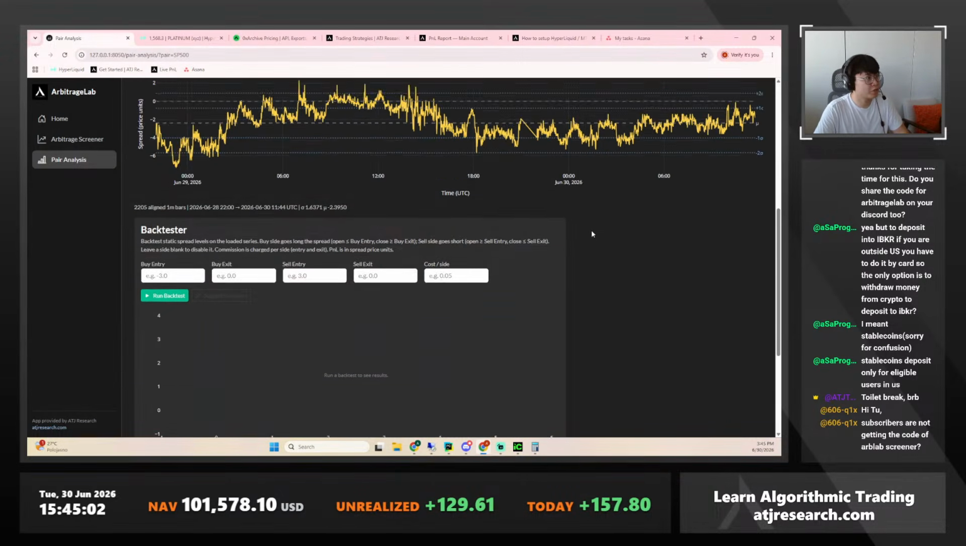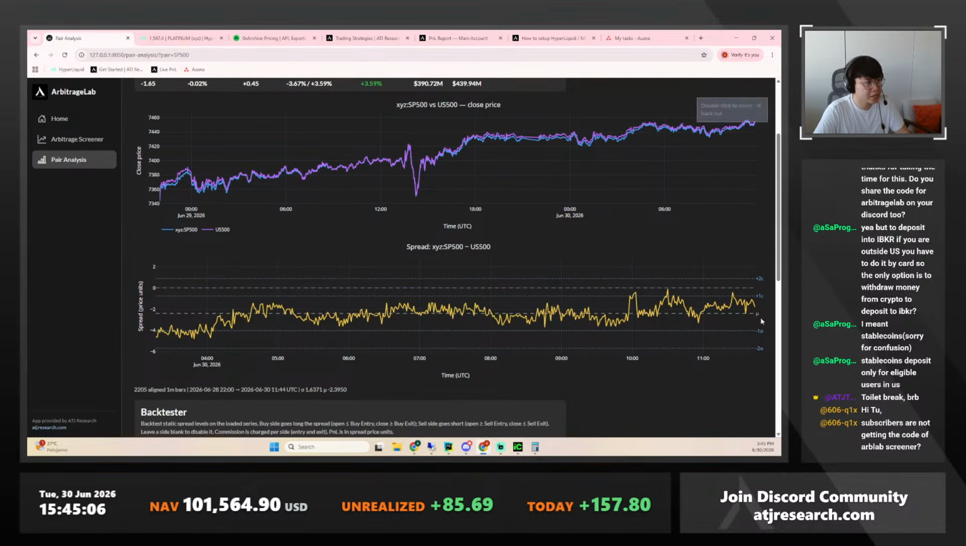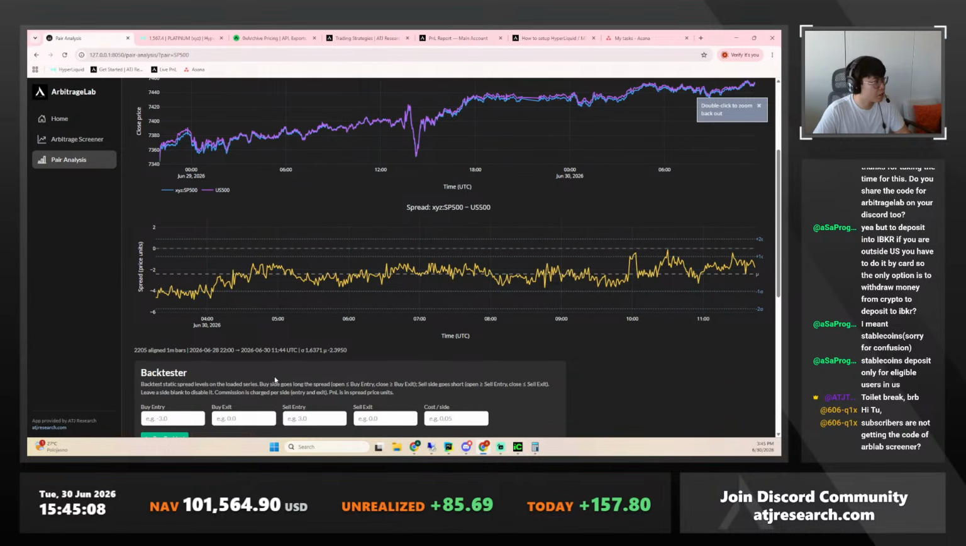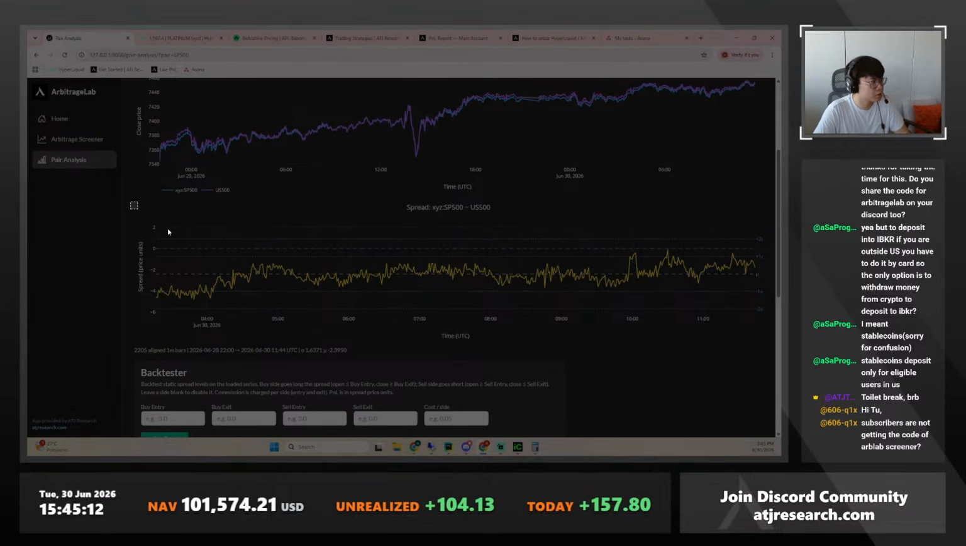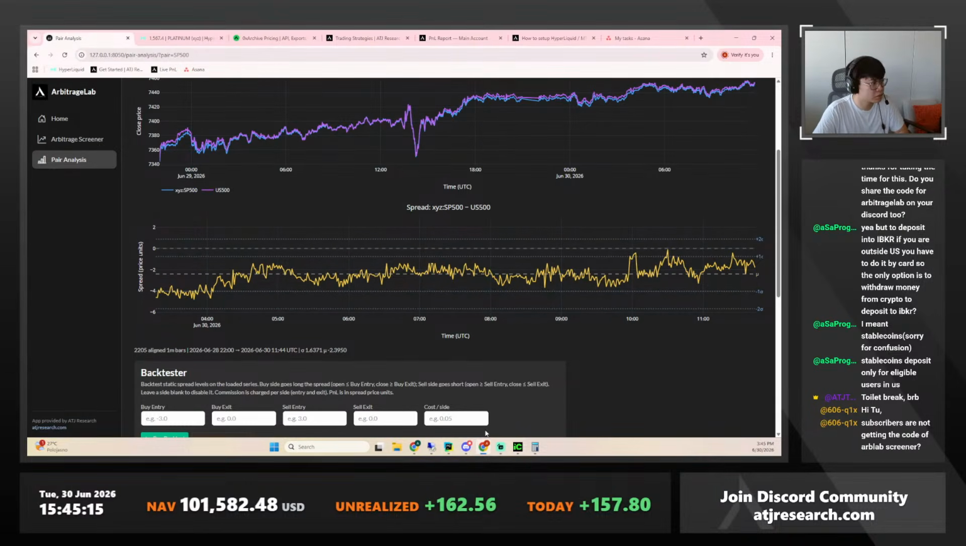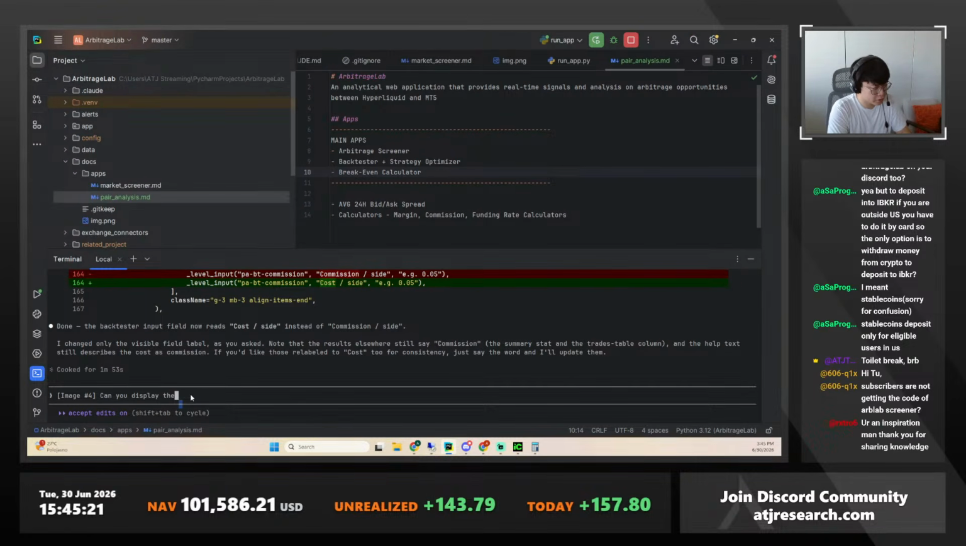Okay, so here we have cost per side. Here we have the standard deviation lines, right? Can you display the standard deviation values somewhere?